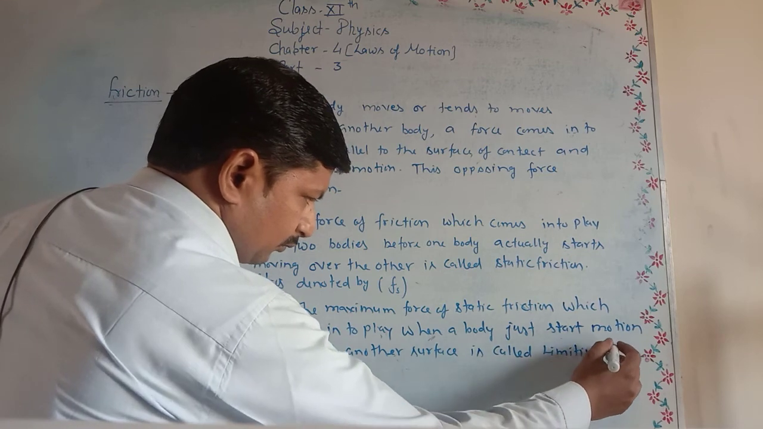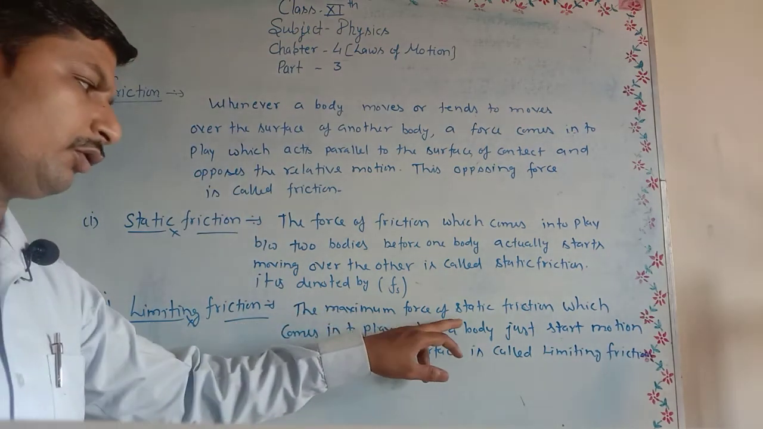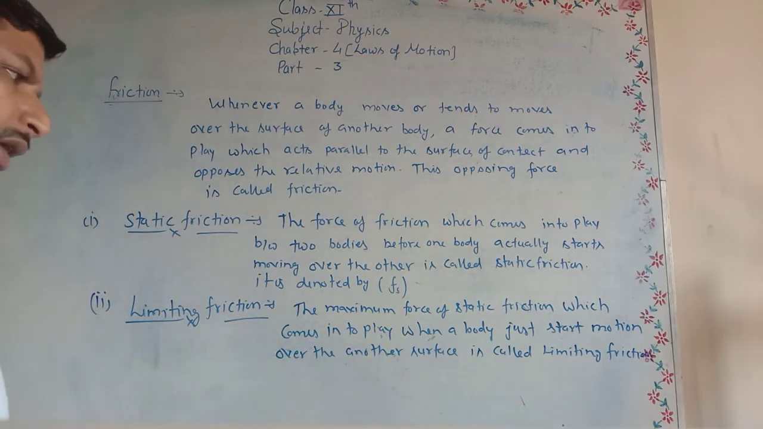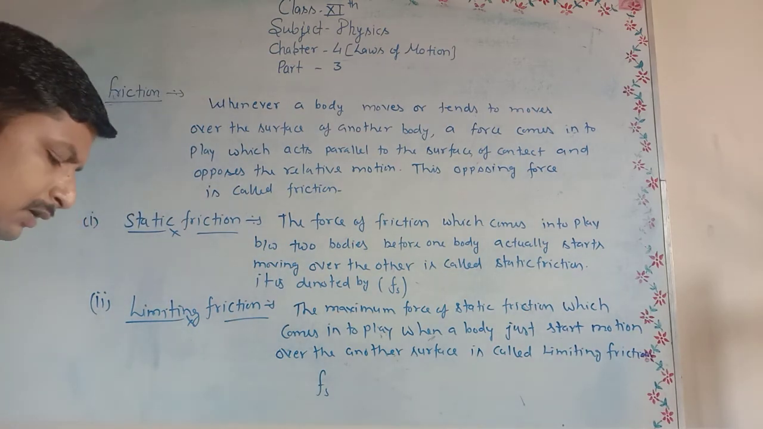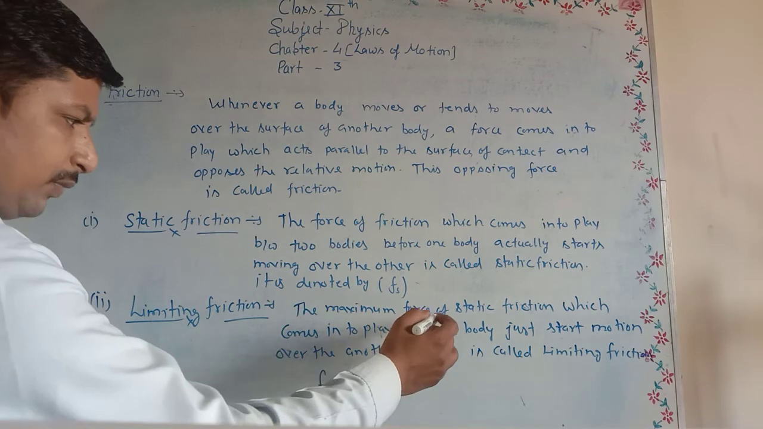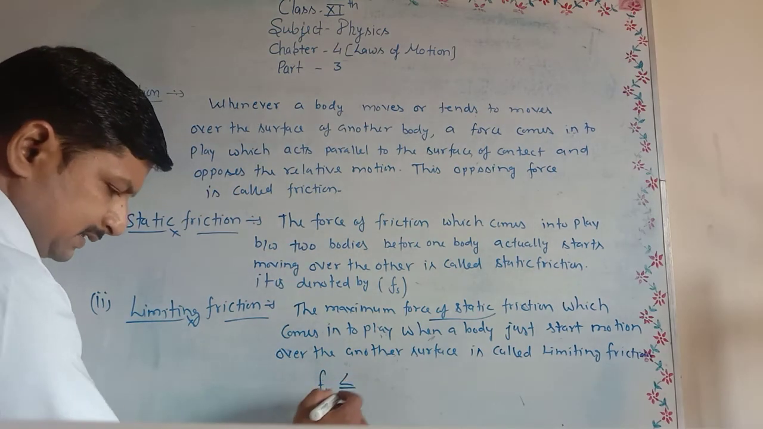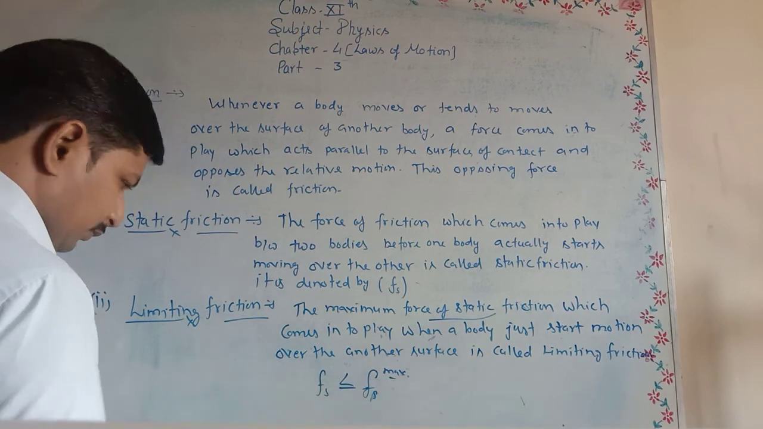Limiting friction. The maximum force of static friction which comes into play when a body just starts motion over the surface of another body is called the limiting friction. Okay students, it is denoted by Fs because it is the maximum value of the static friction. Fs is maximum. Okay students.